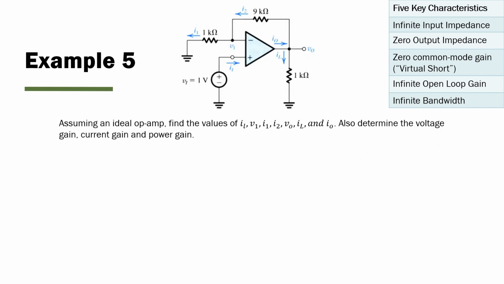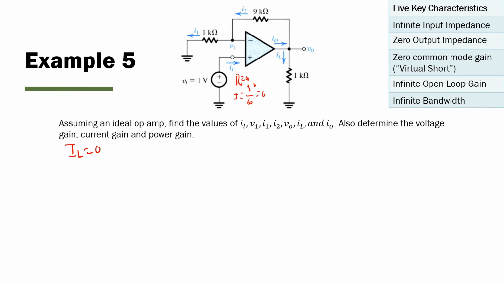Okay, let's solve example 5. We have a very similar setup to the last example, but now we're just using the non-inverting configuration. So we want to first find IL. But recall, we have infinite input impedance for an ideal op-amp. R equals infinity, which means I is equal to Vn, 1 volt, divided by infinity, which is 0. Therefore, IL is equal to 0.